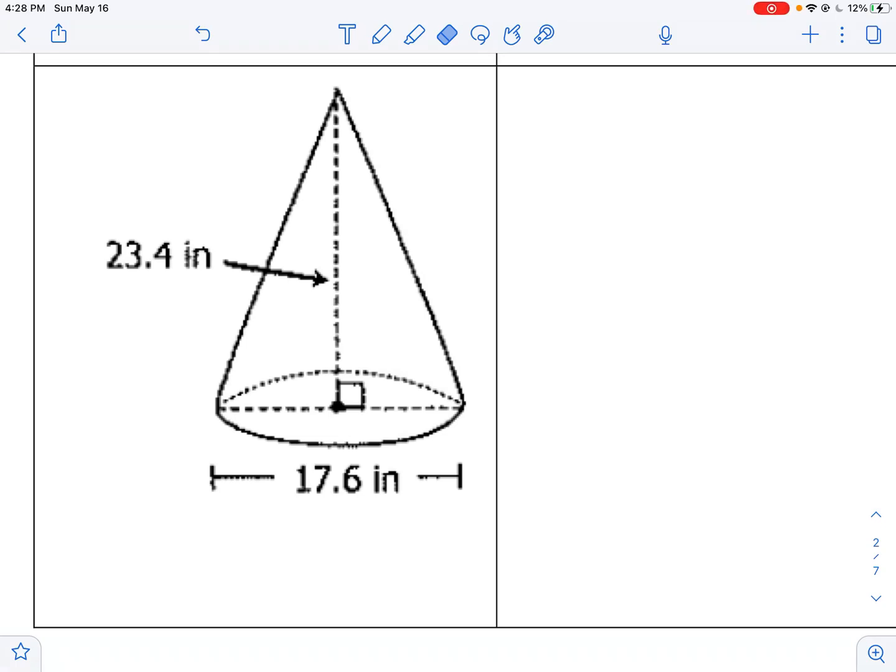Today we're going to talk about how to find the slant height of a cone or a pyramid. Now you'll need to find the slant height of a cone to find its surface area, because surface area is pi r squared plus pi r L, where L is your slant height.